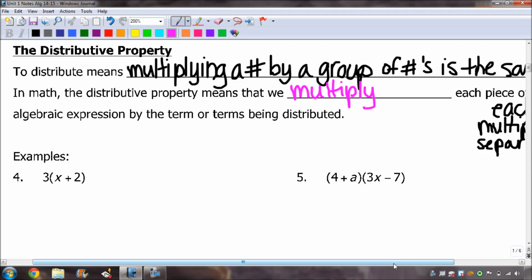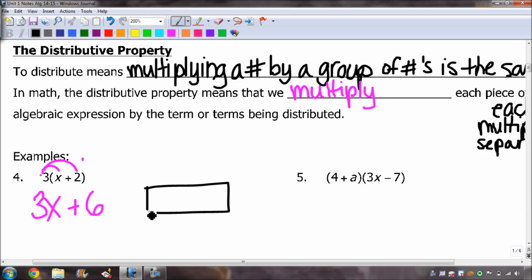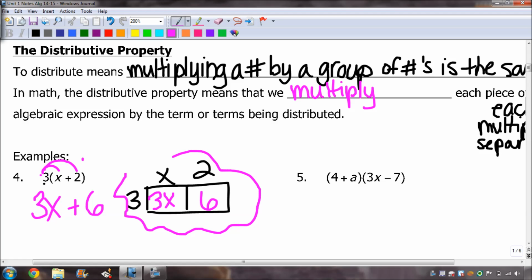So here, this x plus 2 is our group of numbers. So all I have to do is multiply this 3 to the x and to the 2. So 3 multiplied by x is your separate multiplication, and then 3 multiplied by 2 is your other multiplication. Now, it's kind of like what we did in our previous example, except it's just a 1 by 2. So here's my x and my 2, and then my 3 goes on the outside, so I end up getting 3x here, and I end up getting 6 here, so that's why 3x plus 6 is the answer.